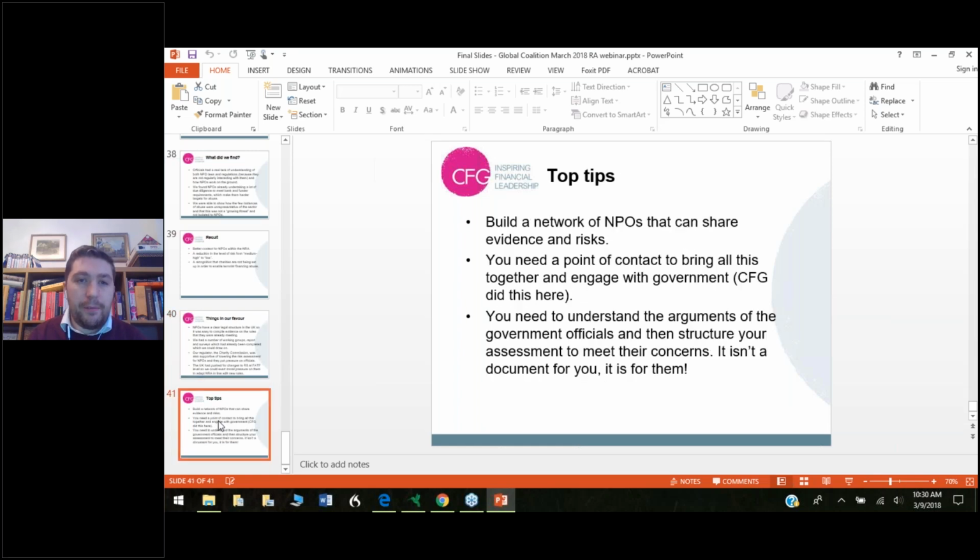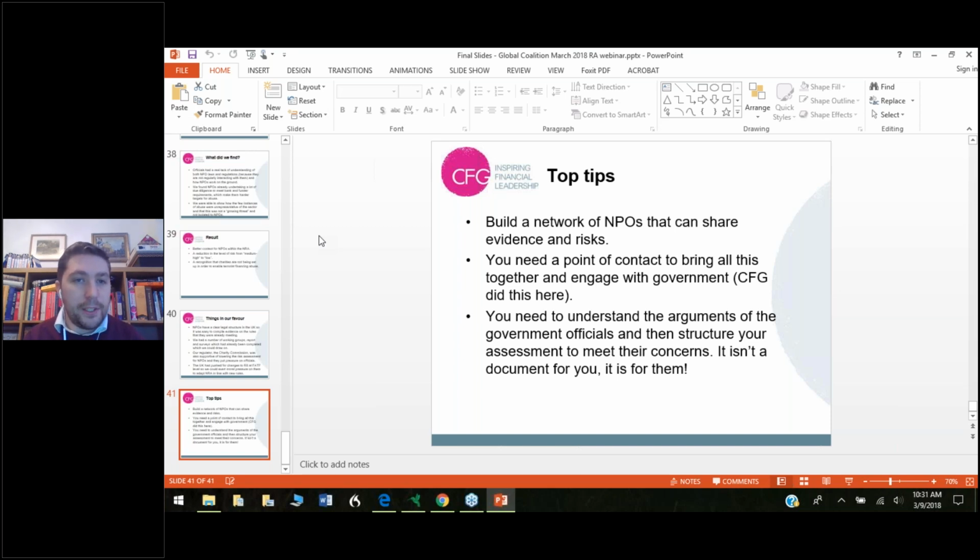So in terms of tips, if you are trying to do your own risk assessment from an NPO perspective, not a government perspective, I think you want to start building networks now about what the impact of de-risking and compliance has been on the NPO sector in your country, and start surveying and gathering case studies and everything that you can on these issues. Even if there isn't a risk assessment in the immediate future, this will all pay dividends later down the line. You need a point of contact to bring this stuff together.